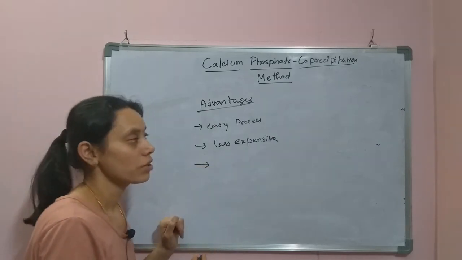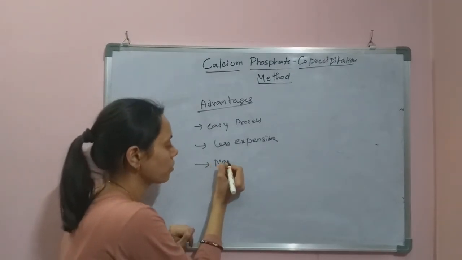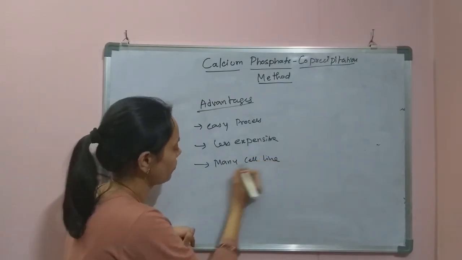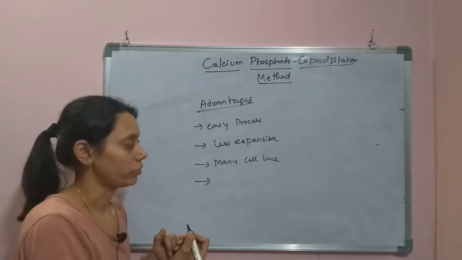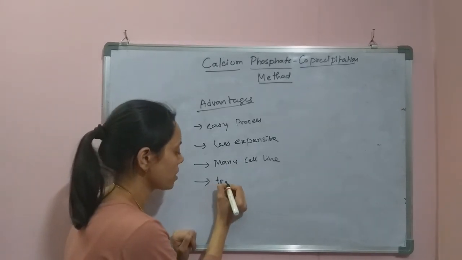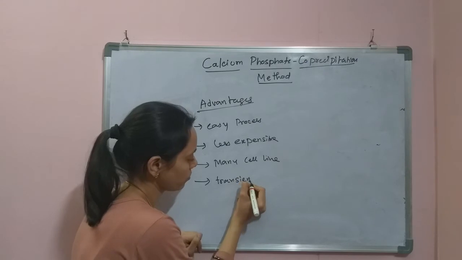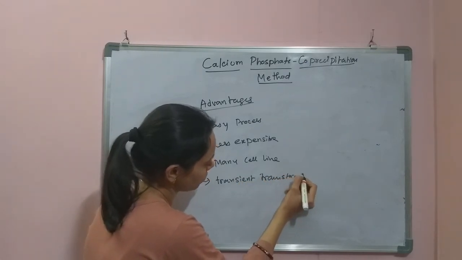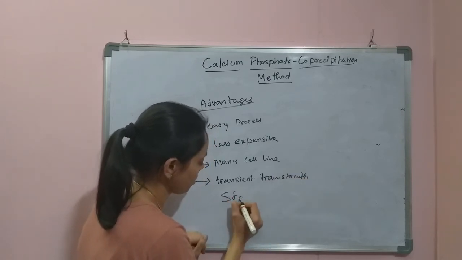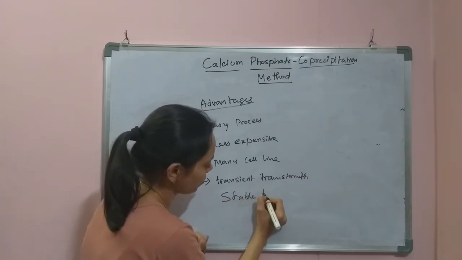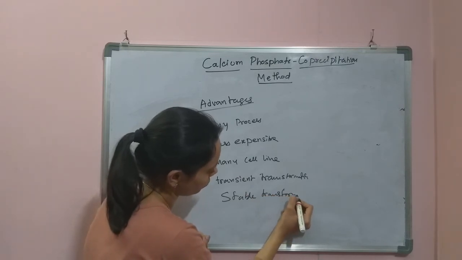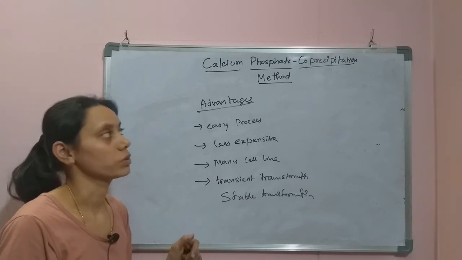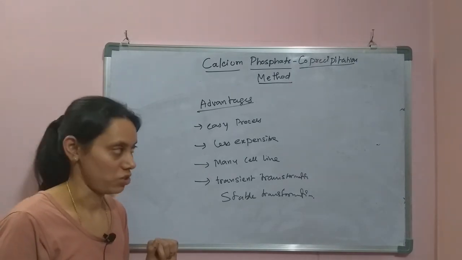With this, we can transform many kinds of cells, many kinds of organisms, and this method is applicable for transient transformation or stable transformation. So both kinds of transformations are also possible with this calcium phosphate co-precipitation method.